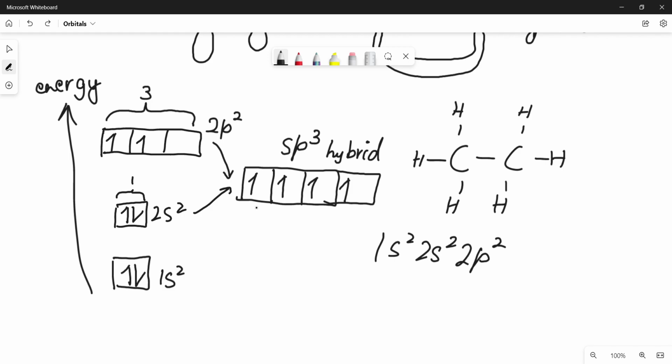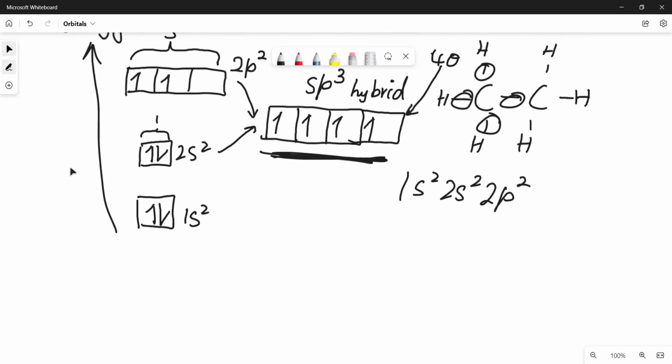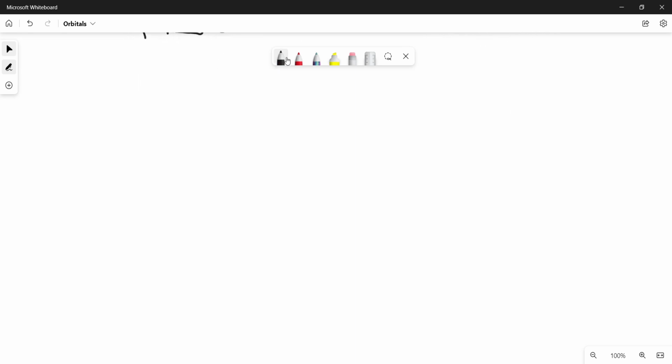And this enables the carbon to form 4 sigma bonds, which are 1, 2, 3, and 4 here. So 4 sigma bonds corresponds to 4 hybridized orbitals. And that's how single bonds work. And now let's see how double bonds work.